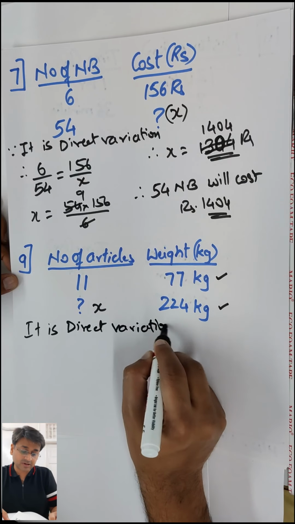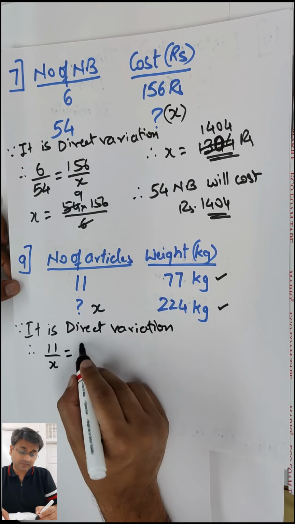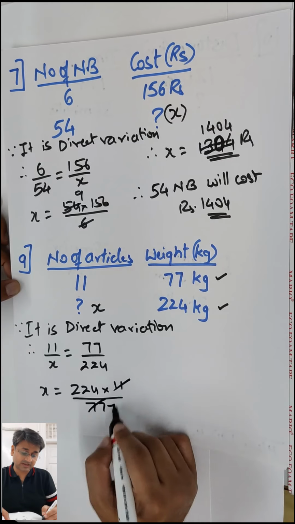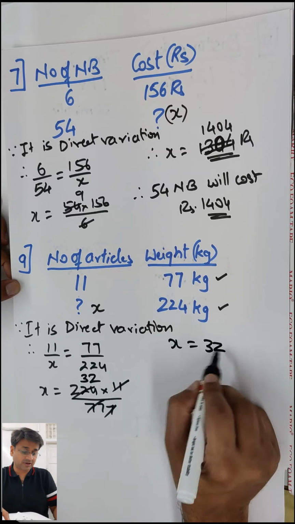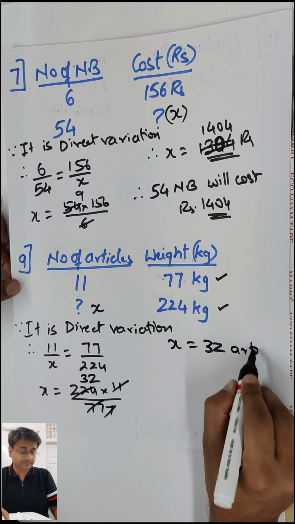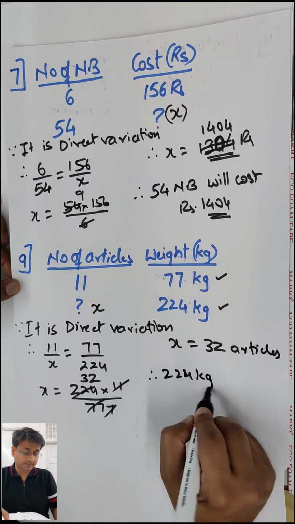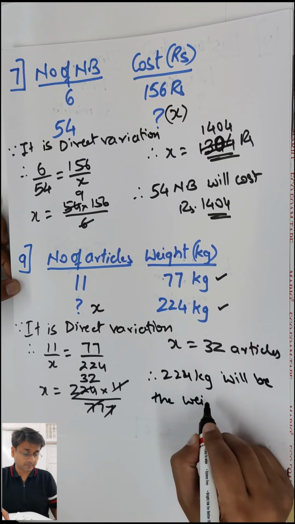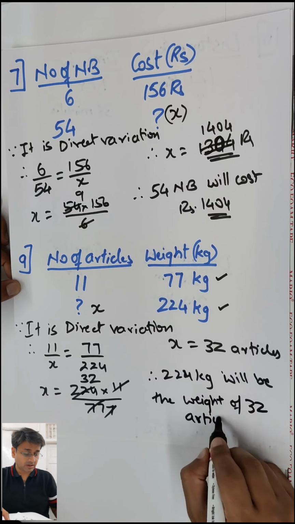Since it is direct variation, so let me add that. Therefore, 11 upon x equals 77 upon 224. So x will be 224 into 11 upon 77. 1s are 7s are 7, 3s are 21, 2s are. So therefore x becomes 32 articles. So my final answer, therefore 224 kg will be the weight of 32 articles.